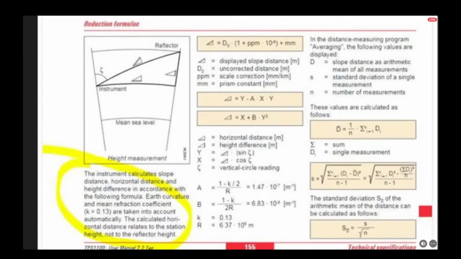Well, look, for reduction formulae for reflector, this instrument calculates slope distance, horizontal distance, height distance in accordance with the following formula. Earth curvature and mean refraction coefficient K equals 0.13 are taken into account automatically. The calculated horizontal distance relates to the station height, not the reflector height. Well, isn't that cool? It's almost like it already takes into account the globe model. Oh, that's exactly what it does. That's amazing.